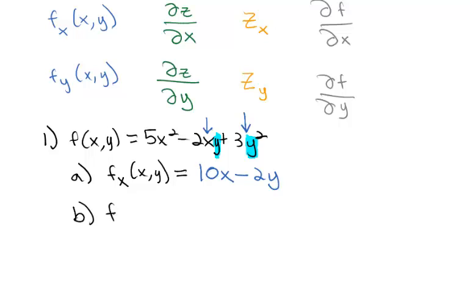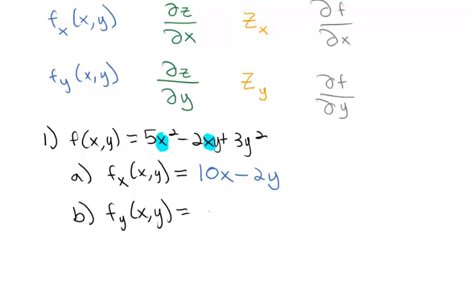Contrast that with if we took the partial derivative with respect to y. Now we're going to treat the y's like the variable. The y's are going to be the variables, so these x's are going to be treated like the constants. We'll treat the x's like they were just regular numbers. So the first term, 5x squared, there's no y's in there. Because there's no y's in there, we treat that like it's a big constant. Well, the derivative of that is 0.